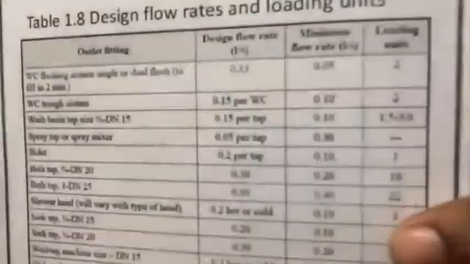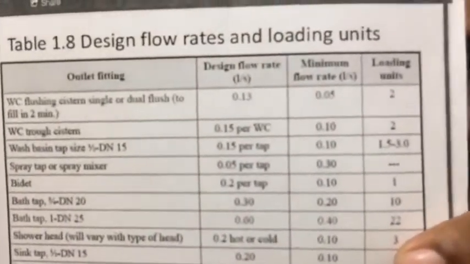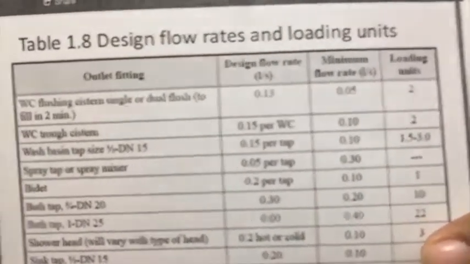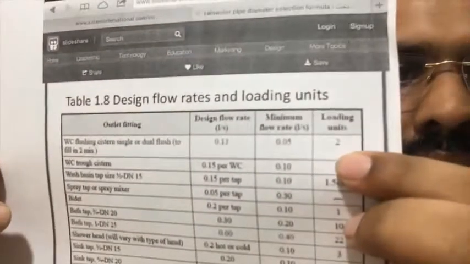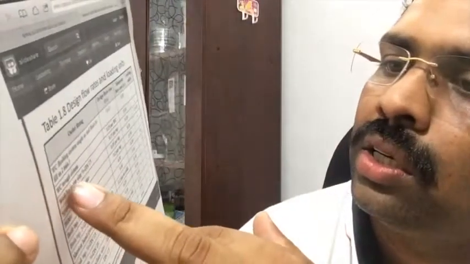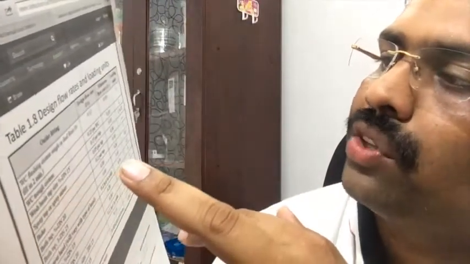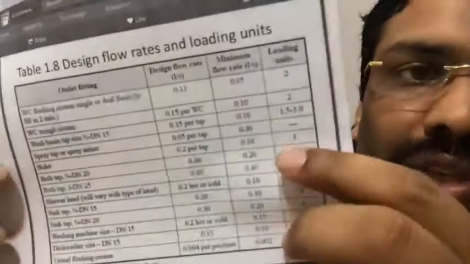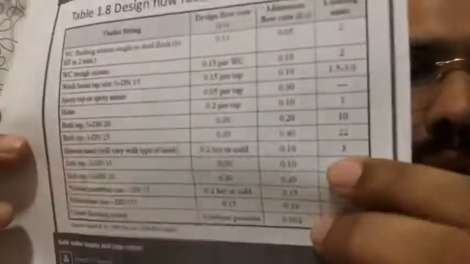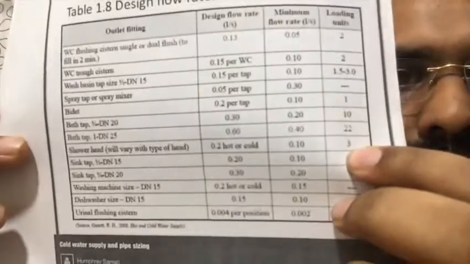This is that table actually. Don't worry, I will upload this table under this video description. For example, first item you can see over here, WC, water closet. Loading unit is 2. Okay. Another item is wash basin. Wash basin 1.5 to 3 is there, and bidet is there. Bidet 1 is there. And shower head is there. Shower head 3 loading units is there. You can see over here, shower head.